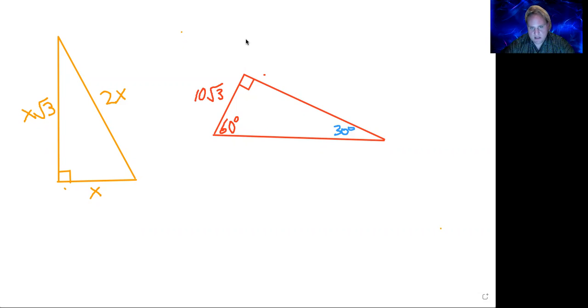So in words, we said that the hypotenuse is twice the short leg. Short leg's 10 root 3, so that means the hypotenuse should be 20 root 3. Another way to look at this is that the short leg in the base diagram is x, therefore this is x. And we're trying to find 2x. So 2x would have to be 20 root 3.